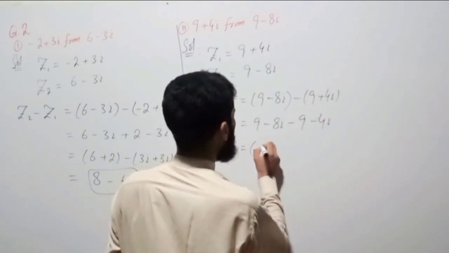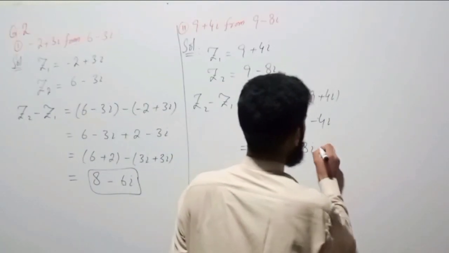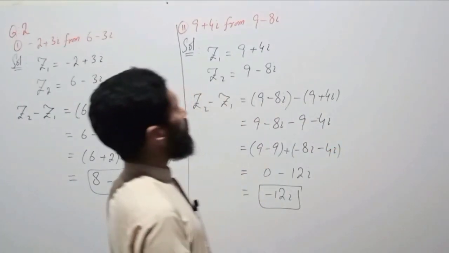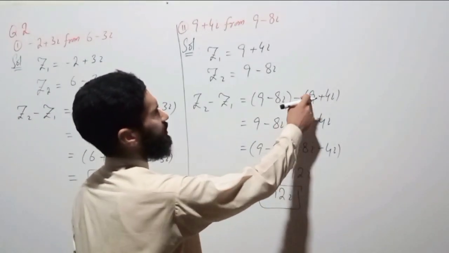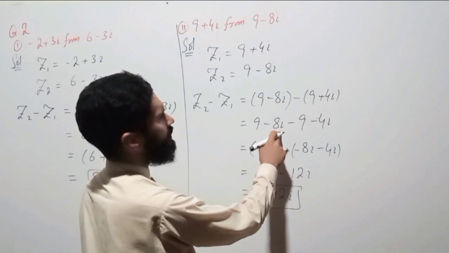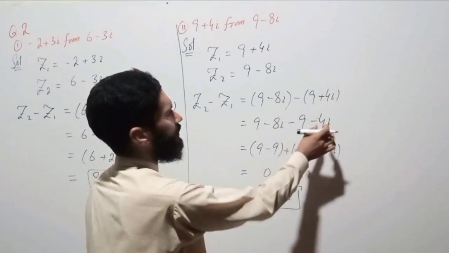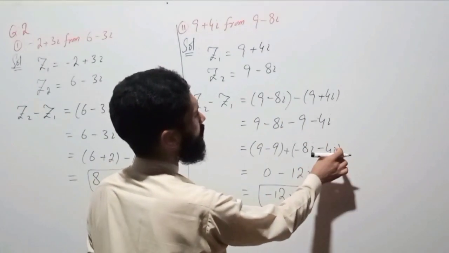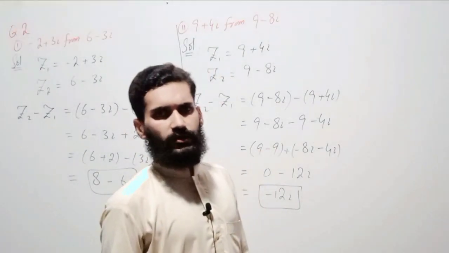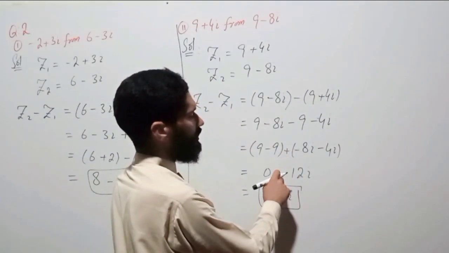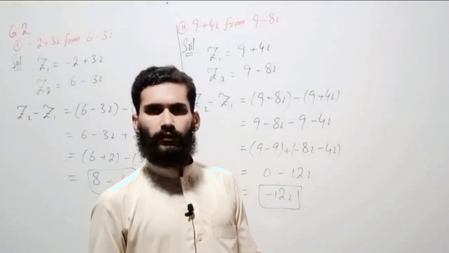The minus sign applies to both terms, so it becomes 9 minus 8 iota minus 9 minus 4 iota. Real part with the real part: 9 minus 9 is 0. Imaginary part with the imaginary part: negative 8 iota minus 4 iota is negative 12 iota. So the result is negative 12 iota, which is the required result.